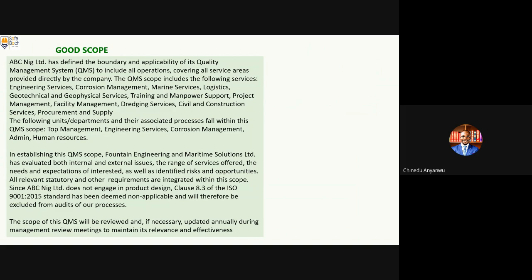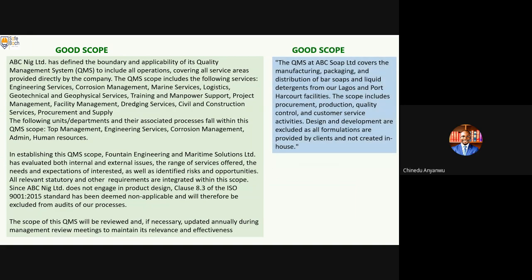It includes, they stated their services, which is engineering services, corrosion management, marine services, logistics, and all that. It states the department that needs to be covered. It also states that in determining this scope, they have considered their boundaries and applicability. They have considered their internal and external issues. It also states all that needs to be in the scope. And finally, it states their exclusion. It said they are not into 8.3, therefore, because they are not into designs, they have excluded 8.3.